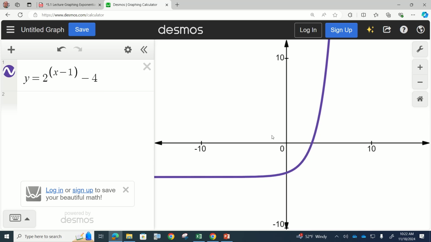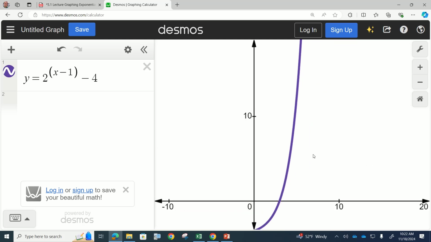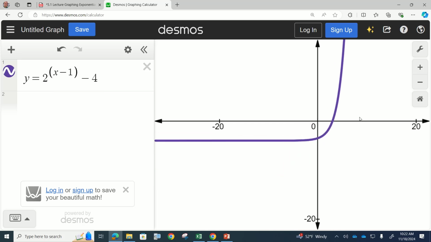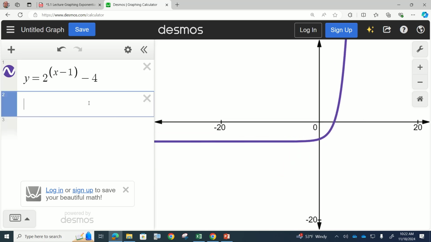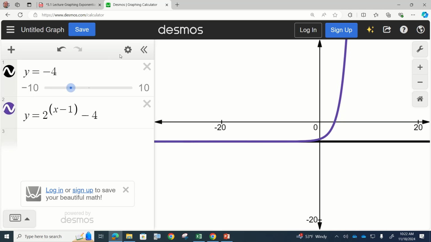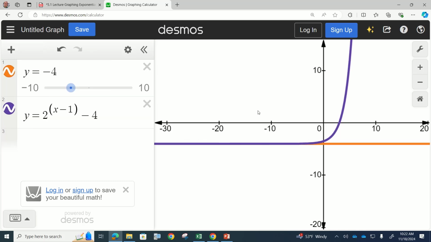What about the y coordinates? What kind of y coordinates can I get to with this curve? Well, I can get to all positive y coordinates if I scroll up, but there is a lower bound on the kind of y coordinates I can get to. This purple curve never goes below negative 4. It stops there. So we say the range is everything from negative 4 up to positive infinity. The range is the y values.